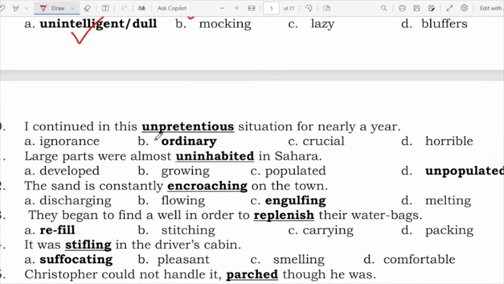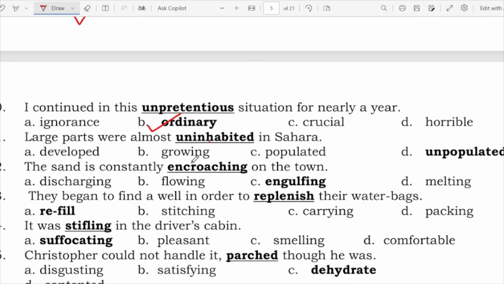I continued in this unpretentious. Unpretentious means ordinary. Churchill was talking about his very early age. This is an autobiography, First Year at Harrow. Uninhabited is the next one. Yes, this is unpopulated, in the Sahara Desert.